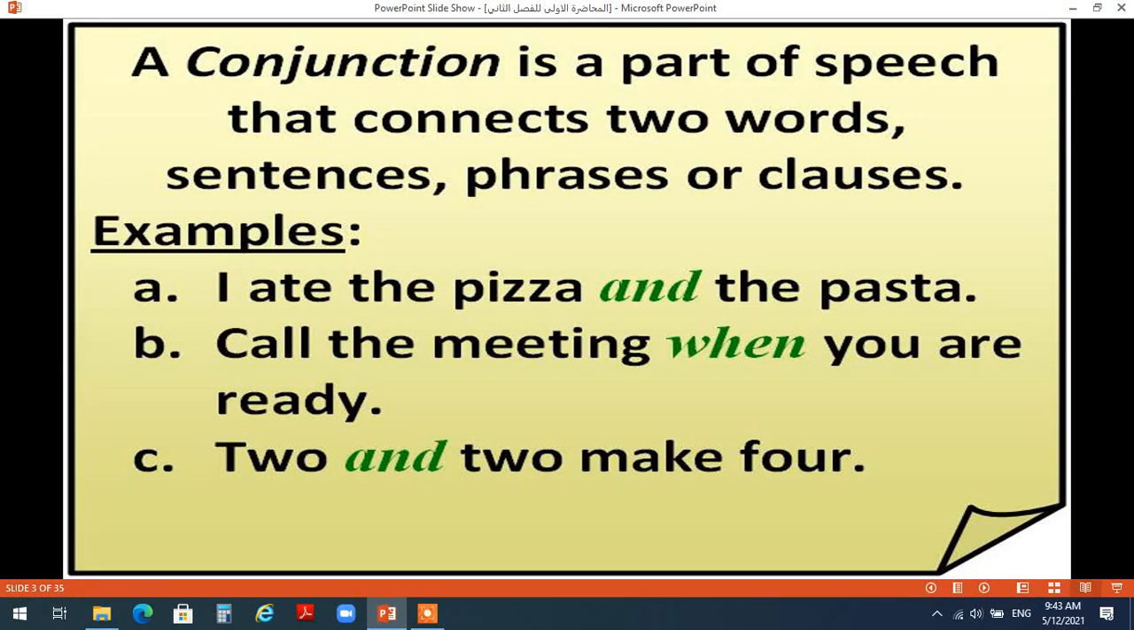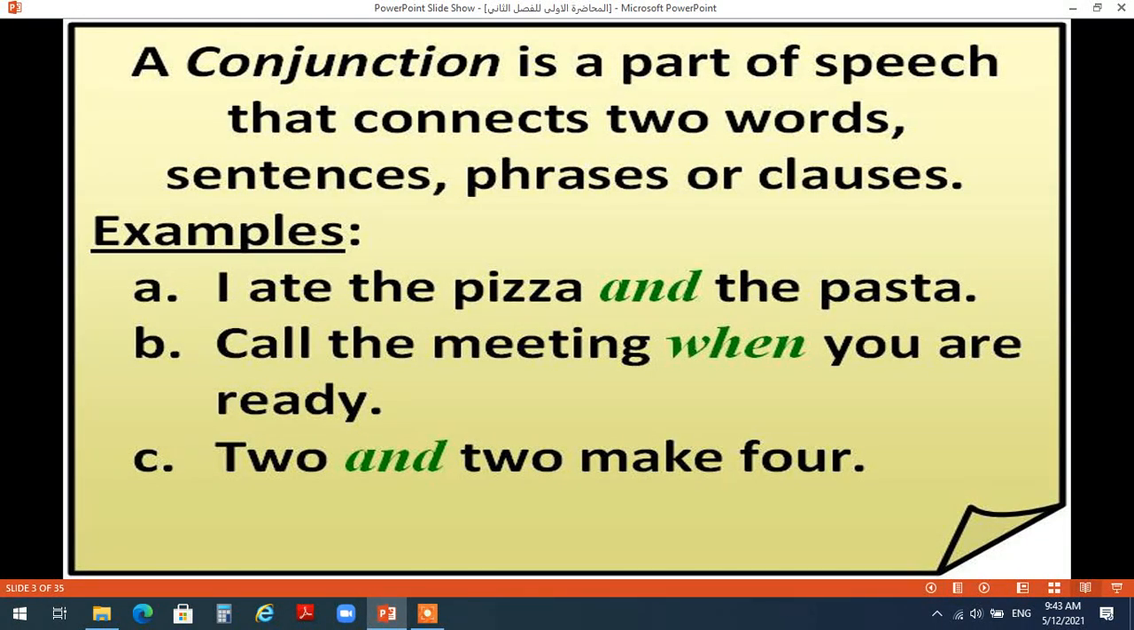For example, you can see these three examples in which a conjunction is used. I ate the pizza and the pasta. Here we have used the conjunction and to connect two noun phrases. The pizza is the first noun phrase and the pasta is the second noun phrase.